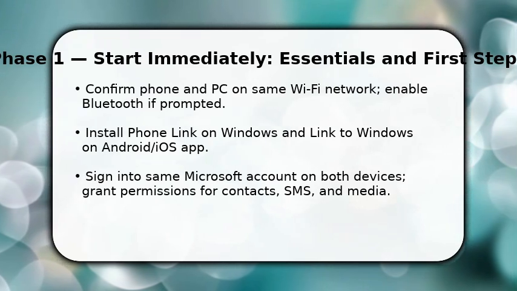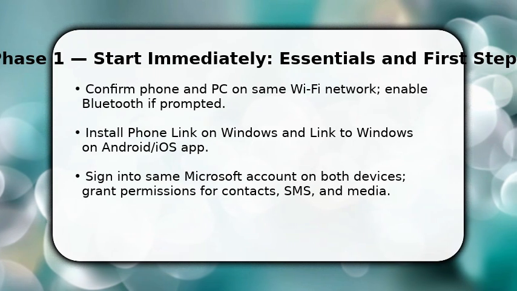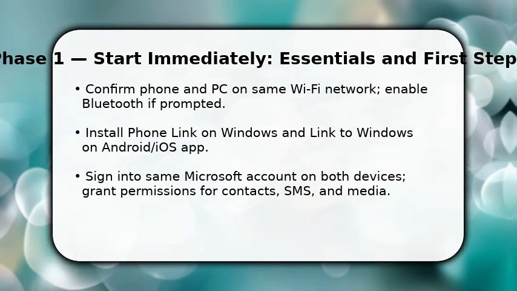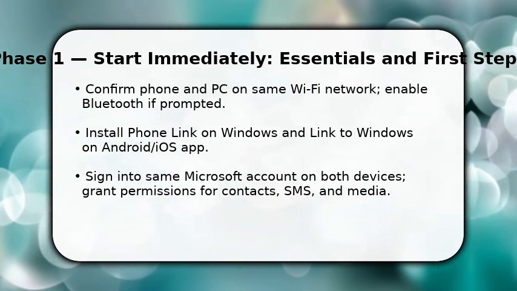Enjoy the video. You start by confirming the essential prerequisites: phone and PC on the same Wi-Fi network and the same Microsoft account signed in. Open Phone Link on your PC and the Link to Windows app on your phone.